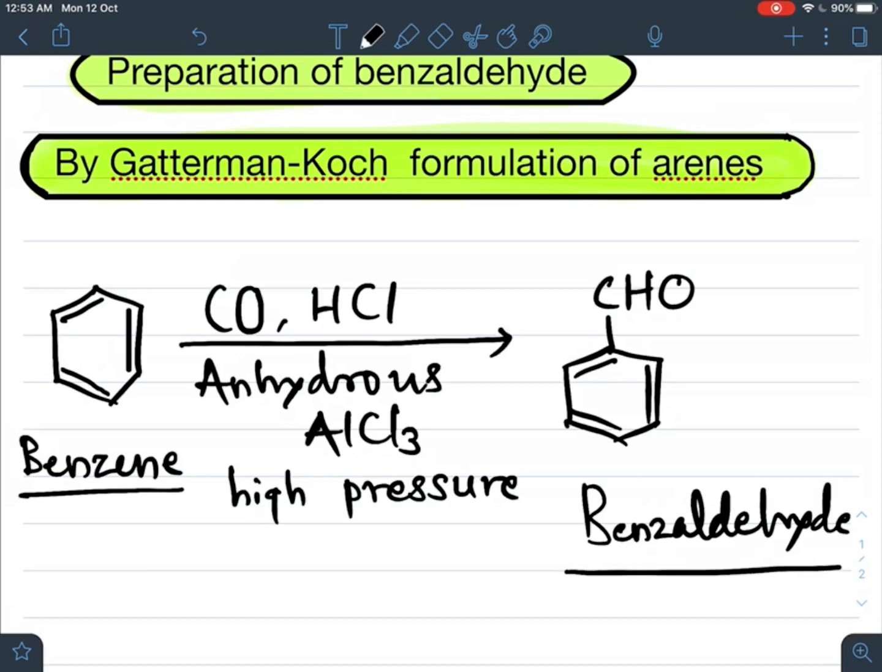When benzene undergoes reaction, what happens? What is the Gattermann-Koch formylation reaction? When benzene is treated with carbon monoxide and hydrogen chloride gas under high pressure in the presence of anhydrous AlCl3 or cuprous chloride as a catalyst, benzene is converted into benzaldehyde. This reaction is called Gattermann-Koch formylation. This is a name reaction, and it is the most important reaction for the production of benzaldehyde from benzene.